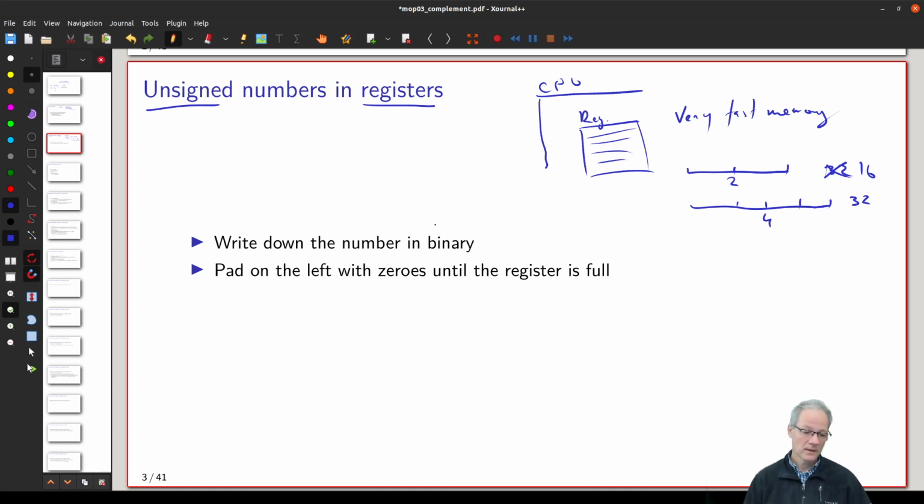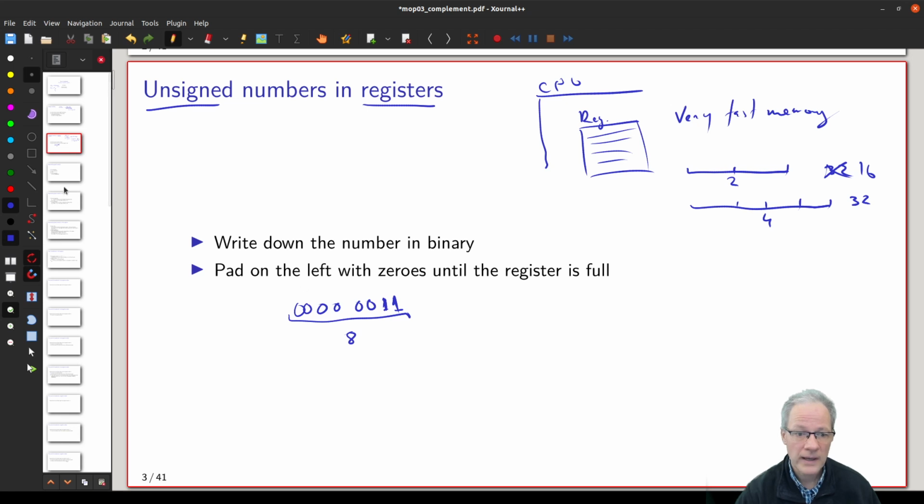All right. But what if the number is smaller than the size of the register? What if all we want to save is 3? In binary, 3 is 11, but we have 8 bits. What do we do? We pad it on the left with zeros until the register is full. So we have 8 bits in total, the leftmost bits are all zeros, and the rightmost bits represent the value. So that's an easy way to encode unsigned numbers in registers. All right? Any questions?